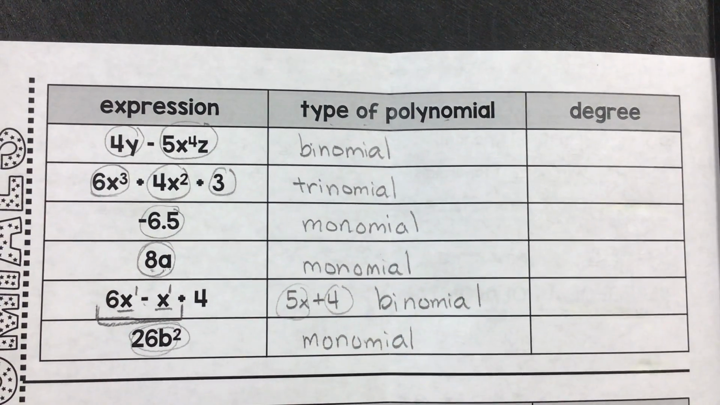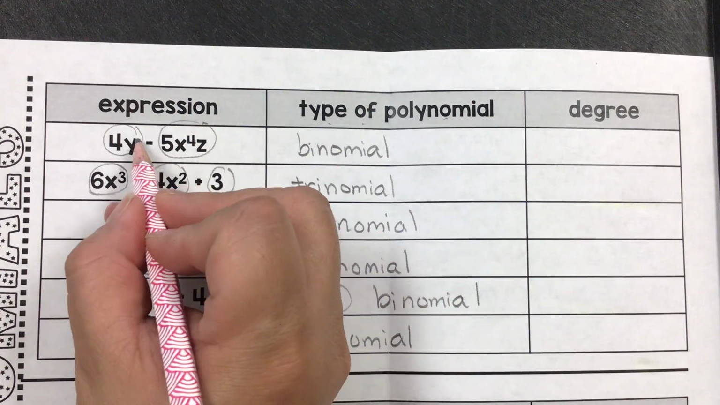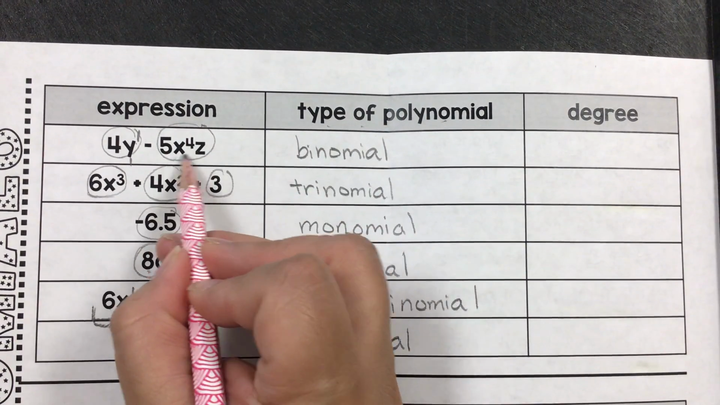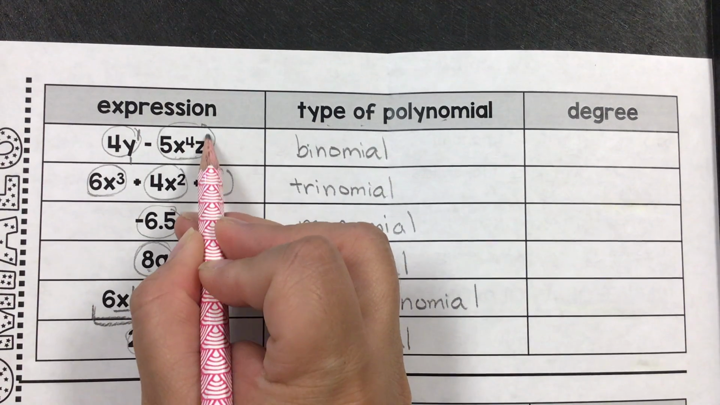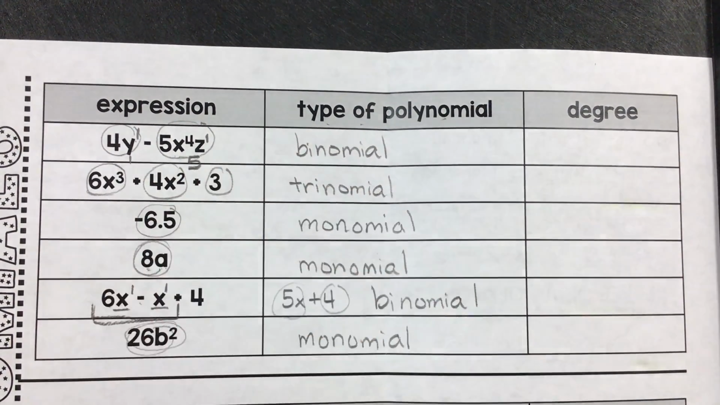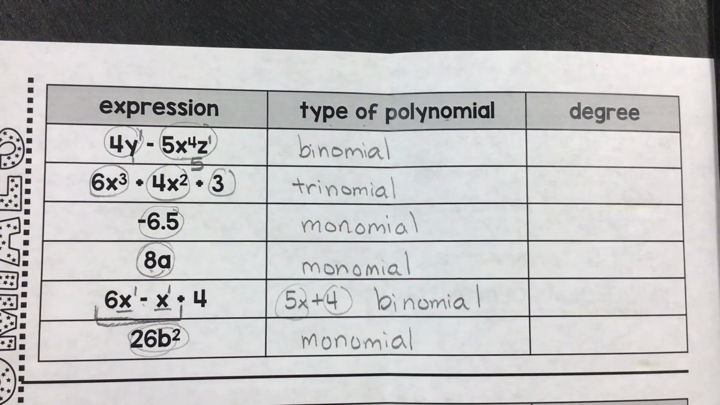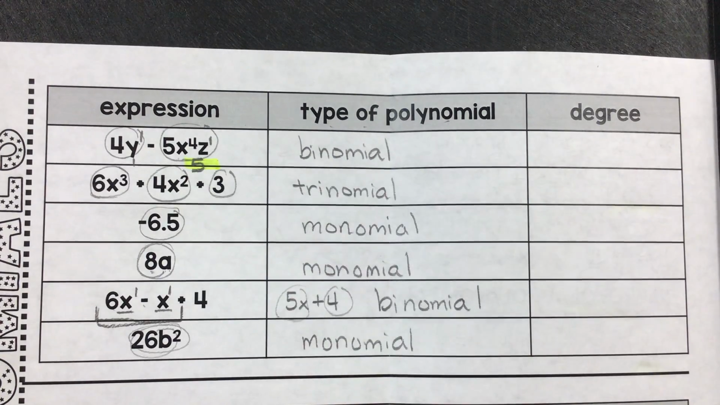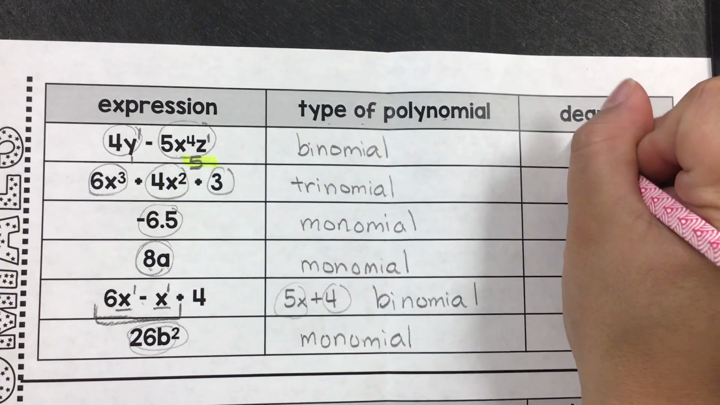Let's talk about their degrees. This monomial is to the first degree. This monomial, remember there's a 1, if you can't see the exponent, is to the 5th degree. Since the 5 is the higher one, then we know that the degree of the polynomial is 5.